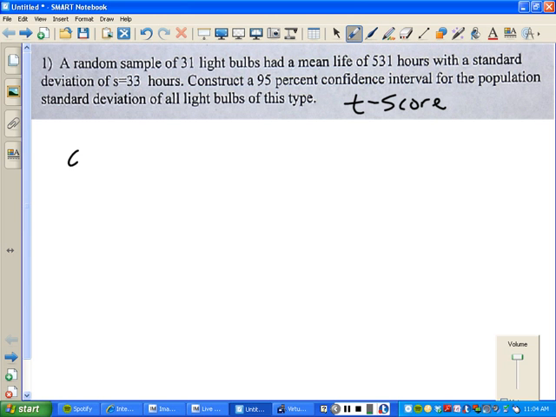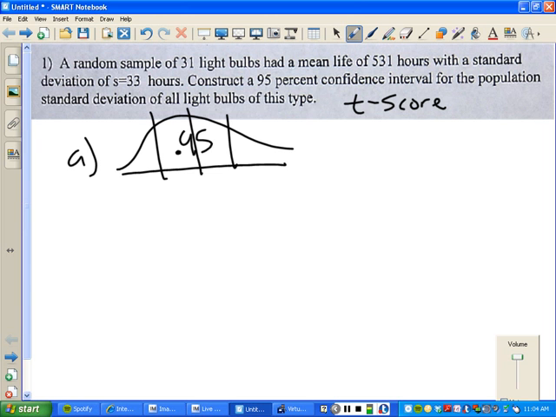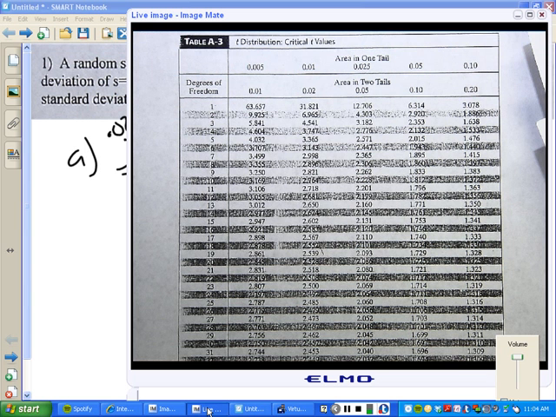So, part A, we have to draw a statistical picture. We're going to construct a 95% confidence interval, so this area here is 0.95. Now, if that area on the inside is 0.95, the area on the outside is how much? 0.025. Now, I've told you that I need to use the t-score, so let's go ahead and bring the t-score chart up. Keeping in mind that n is 31, and we have our t-score chart.